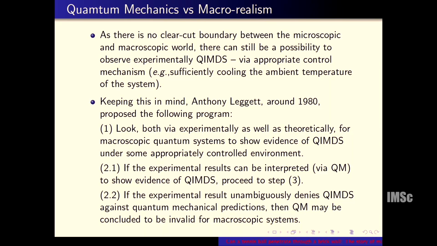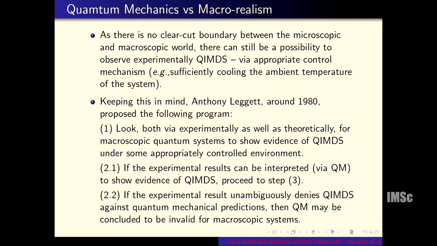So basically what it is here is that there is no clear-cut boundary as I keep increasing my system size, at what level the system will start behaving classically, starting from quantum theory, quantum mechanically. So the question is that because there is no clear boundary between the classical and quantum world, what can happen is that you can still get to see experimentally these quantum interference of macroscopically distinguishable states.